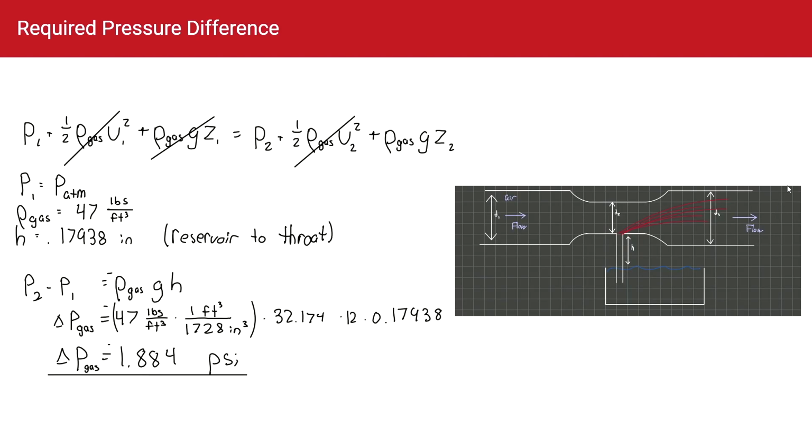To calculate the required pressure difference between the surface of the reservoir and the throat of the venturi, we can use the Bernoulli equation. We take the speed of the fuel at both points to be 0 and the pressure at the surface of the reservoir to be atmospheric. With a known density of gasoline and a measured height, we can calculate the required pressure difference between the top of the fuel reservoir and the throat to be about 1.884 psi.